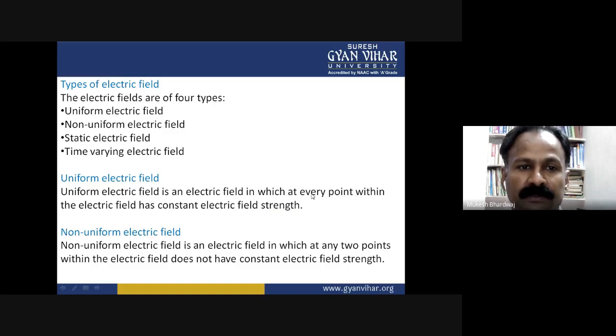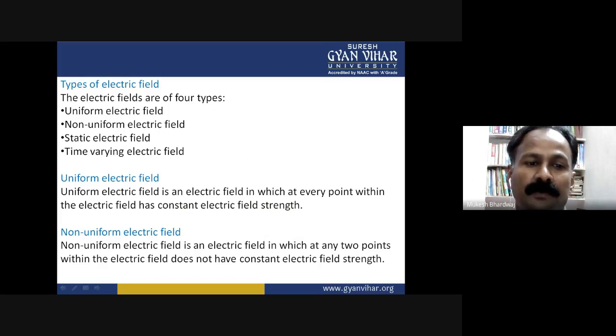Types of electric field. The electric fields are of four types: uniform electric field, non-uniform electric field, static electric field, time varying electric field. Uniform electric field. Uniform electric field is an electric field in which every point within the electric field has constant electric field strength.